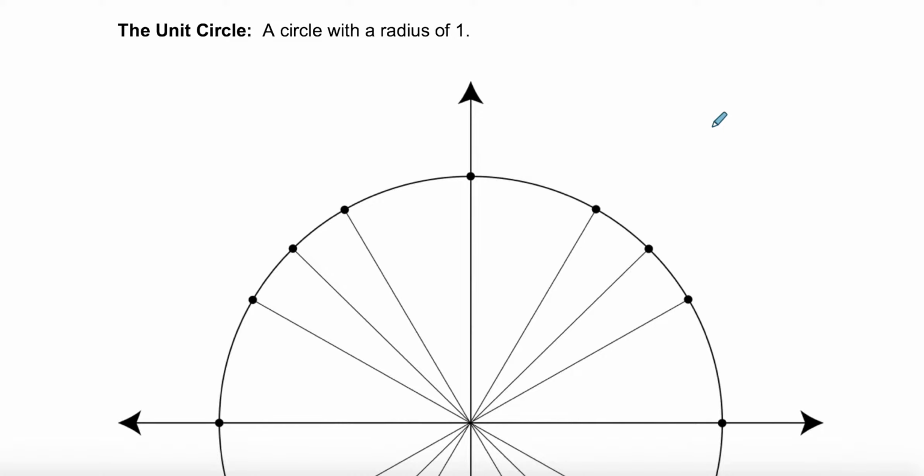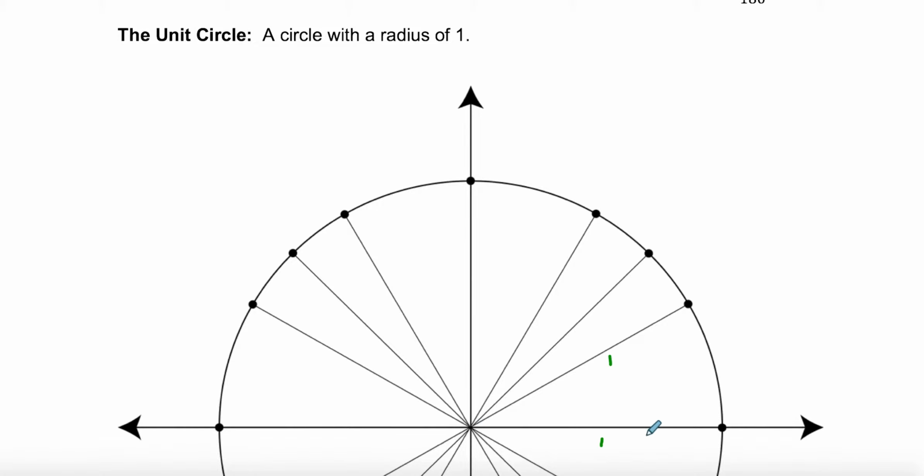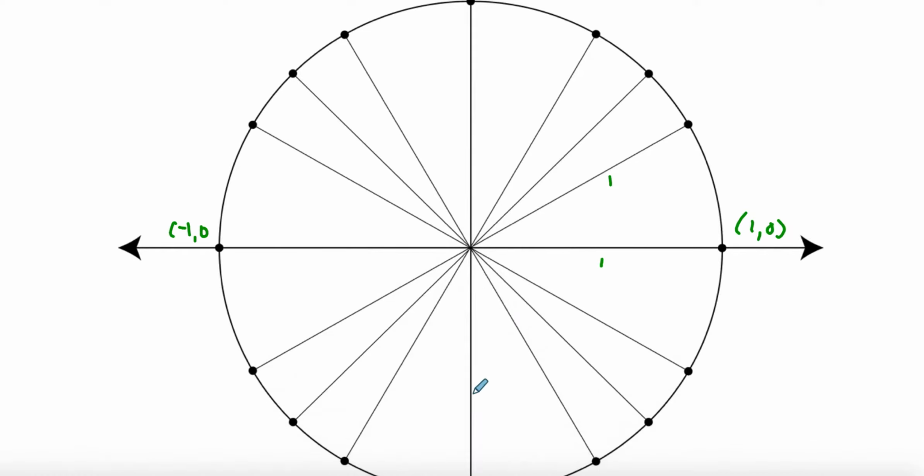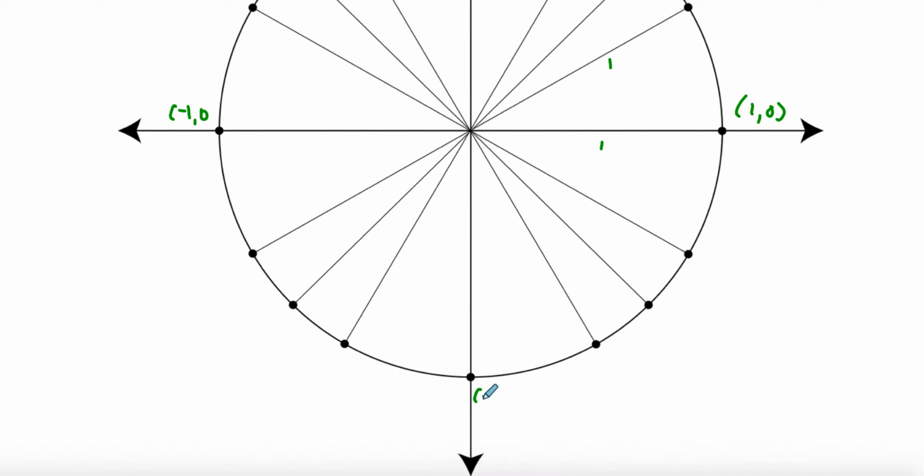When we look at this unit circle, imagine that the radius is 1. So if the radius is 1, that means that the radius up here is also 1, and all of these lines drawn around the circle would all have a radius of 1. A few things we could do to fill this in. This point would be (1, 0), and up here we would have (0, 1), and (-1, 0), and down below we would have (0, -1).